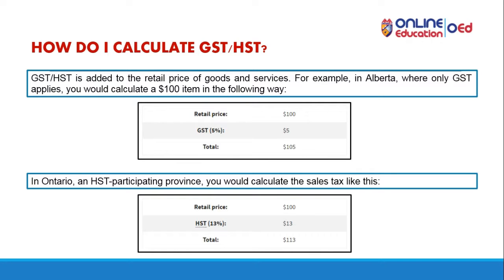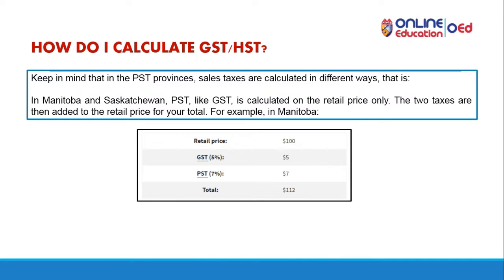Alright, and then in Ontario, an HST participating province, you would calculate the sales tax like this. The price is $100, and then HST 13%. So you're just going to get 13% of 100. So the total is $113. All right. So keep in mind that in the PST provinces, sales taxes are calculated in different ways.